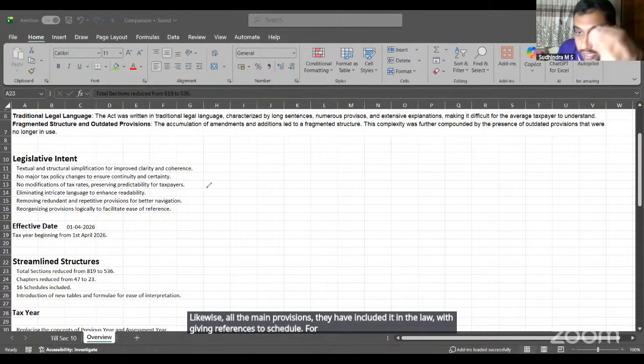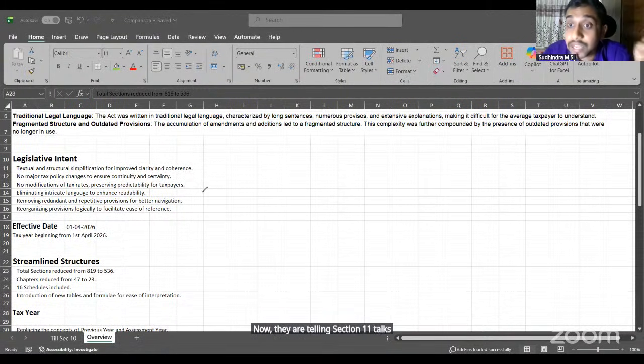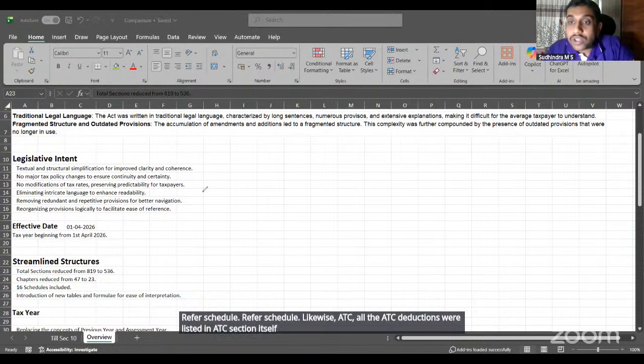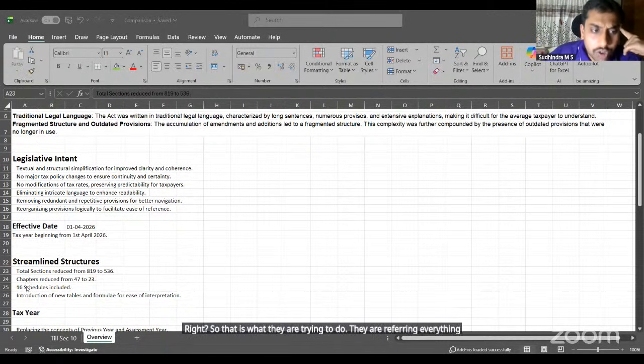For example, exemption, earlier all the exemptions were part of section 10. Now they are telling section 11 talks about exemption, but refer schedule. Likewise, all the TDS deductions were listed in the section itself. Now that particular provision says refer schedule, right? So that is what they are trying to do. They are referring everything to the schedules more or less.